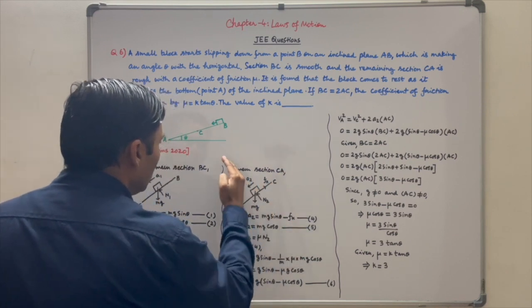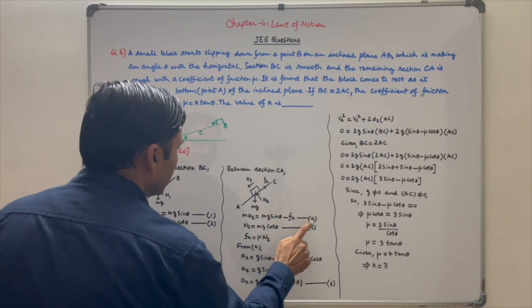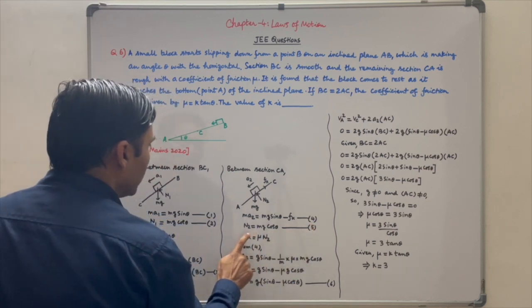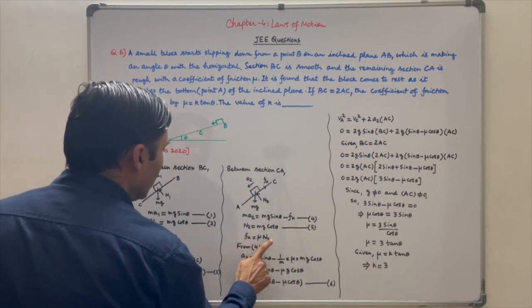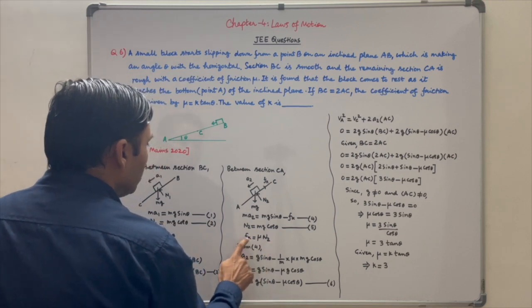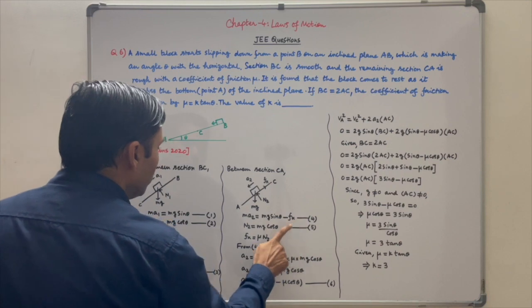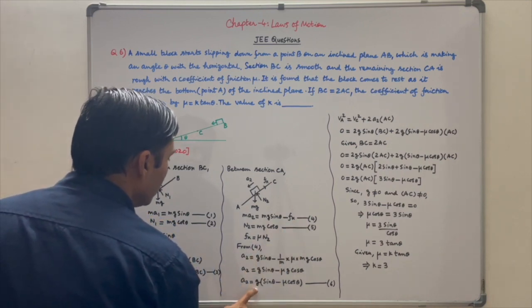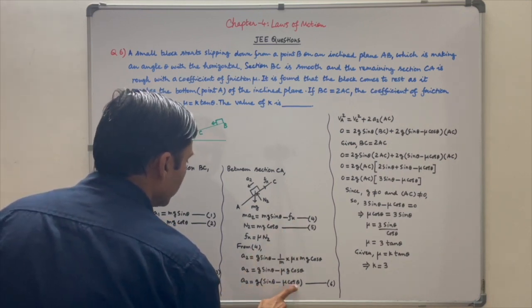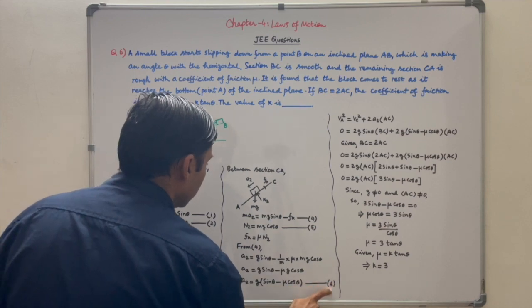And N2 is equal to mg cos theta. This is equation number 5. We know that Fk is equal to mu into N2. Putting these values of Fk and N2 in equation number 4, we get a2 is equal to g into sin theta minus mu cos theta. This is equation number 6.